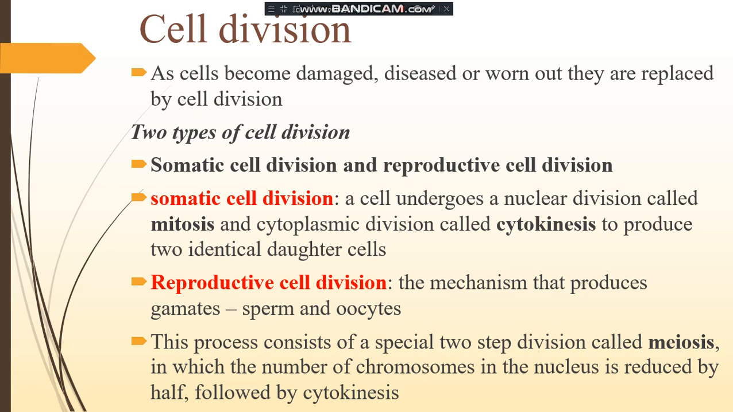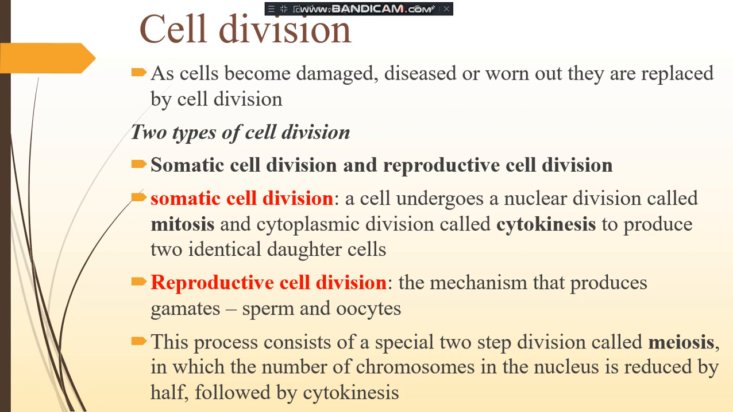That process is known as mitosis, that is division of the nucleus. Along with this, the cytoplasm should also be divided. That division is known as cytokinesis. Thereby it produces two identical daughter cells. Now we have reproductive cell division.